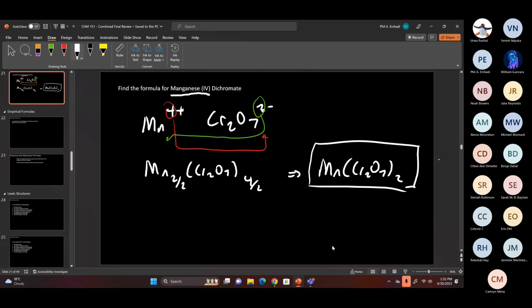All right. So now we've gone through quite a bit of naming. We've seen a lot of the major variations. Just remember that you don't have to use a Roman numeral every time, just for transition metals.